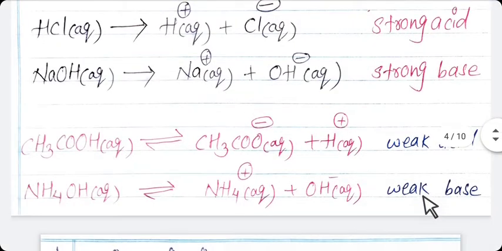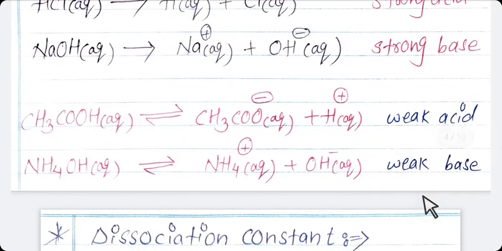See the example of weak acid and weak base. As you have seen, for strong acid and base we are using single headed arrow, and for weak acid and base we are using double headed arrow. So these are the examples. For weak acid, we are using here simple acid, acetic acid, and for weak base, ammonium hydroxide. These are about ionization of acids and bases.